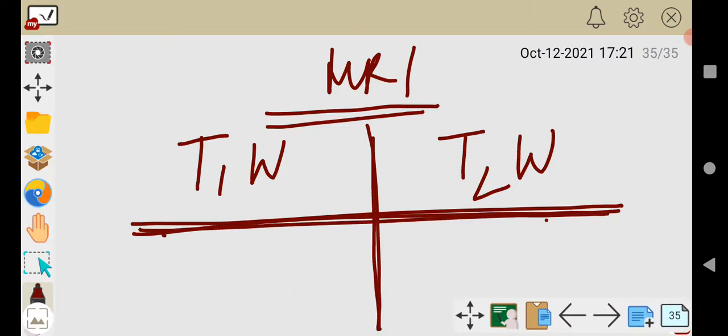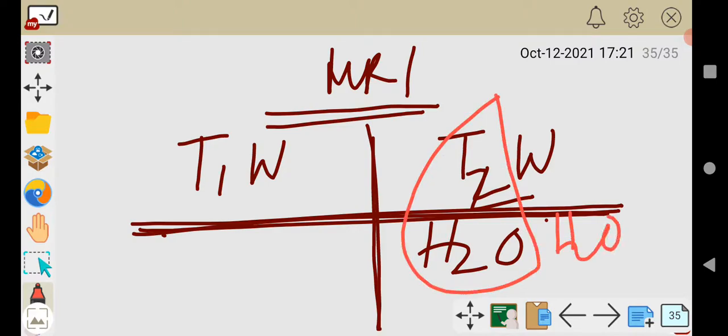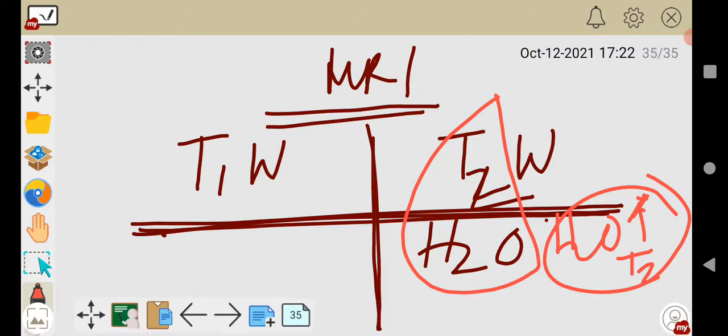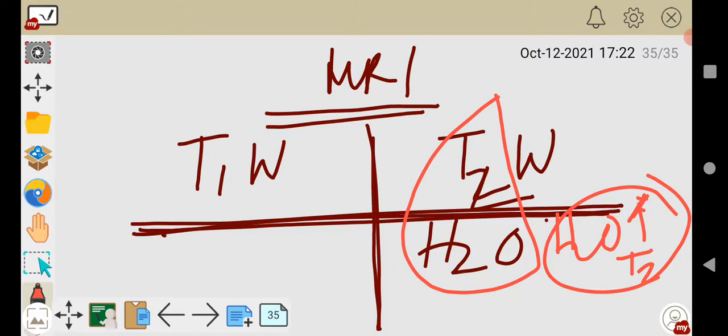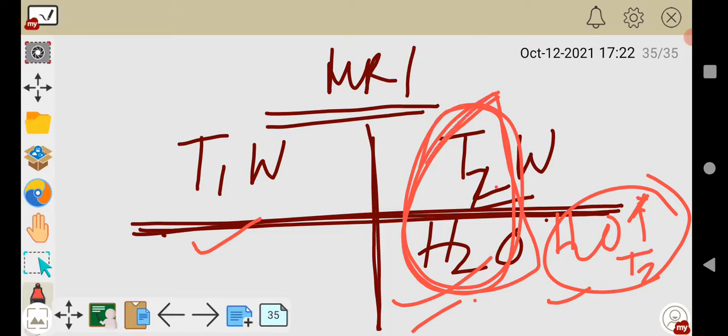So, T1 weighted MRI and T2 weighted MRI. Just remember T2 and H2O. Why? Water is bright in T2. Just remember this one. Water is bright in T2, and the rest is just the opposite. Here water is bright, here water is black. Simple. So water is bright on T2, H2O T2.